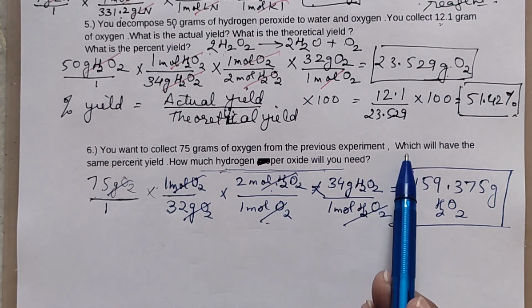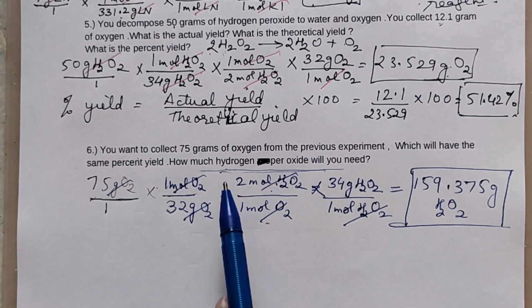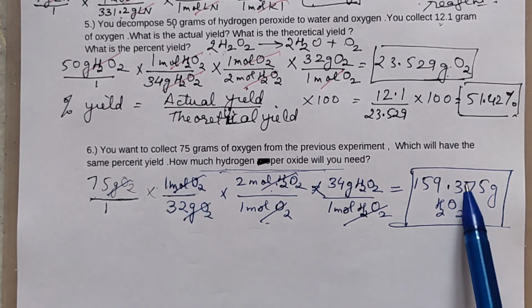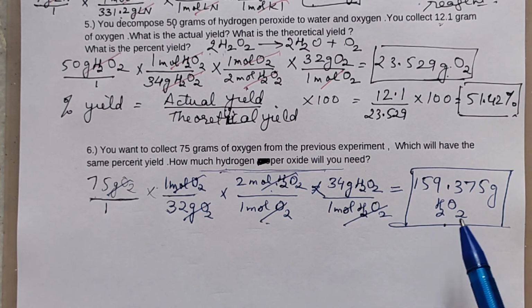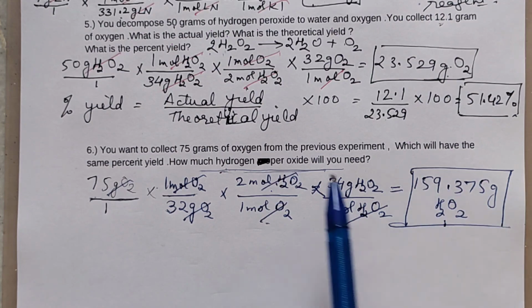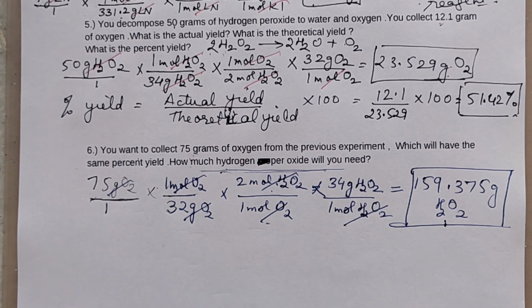Plus, they are saying which will have the same percent yield. That means whatever you are getting with this 159 point whatever grams of hydrogen peroxide, with this hydrogen peroxide you will be getting approximately the same quantity of oxygen. Okay, so please go through whatever questions we have discussed. Okay, that's all for today. For more confidence, please practice more numericals on stoichiometric calculations. Thank you.